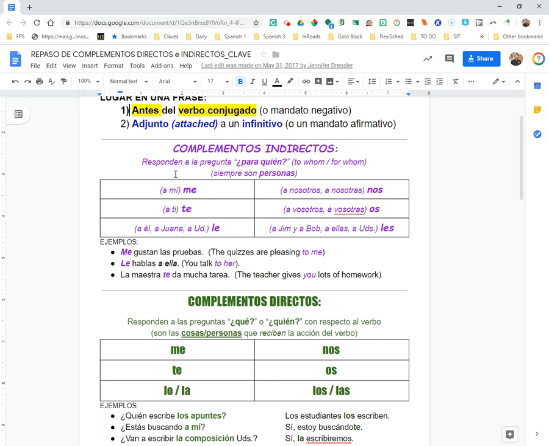So the first pronouns that you guys will be able to remember are these complementos indirectos. And these are what you guys would think of when you think of verbs like gustar. Me, te, le, nos, os, and les. And these represent when something is done to somebody or for somebody. So like maybe you do a favor for your brother, or maybe you tell the secret to your sister. But every single time you can think of this as to somebody or for somebody. And they're always going to be people.